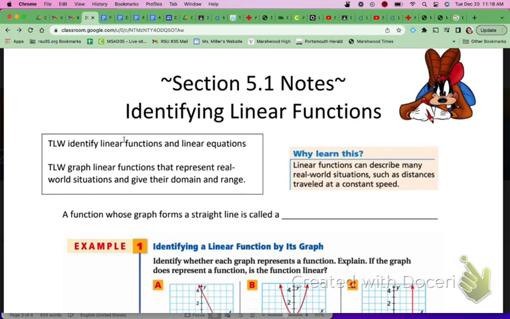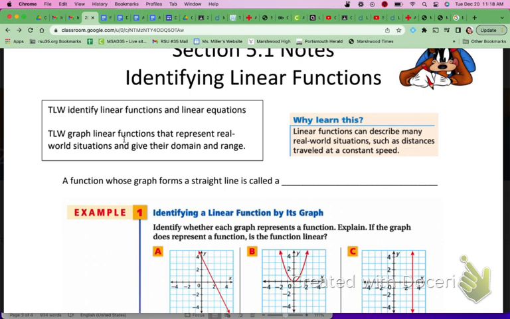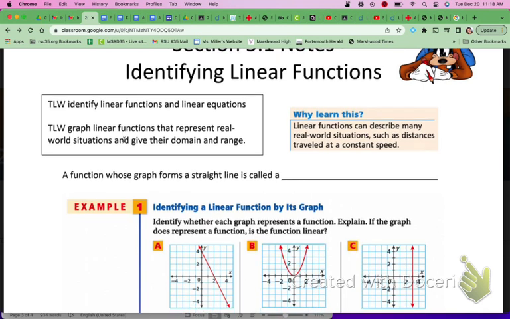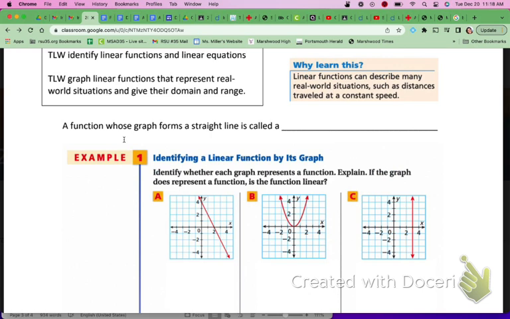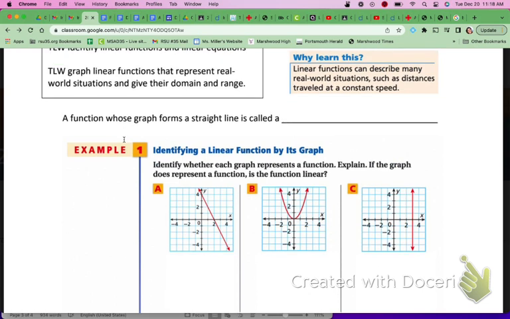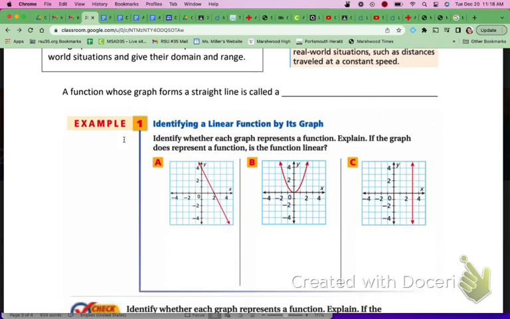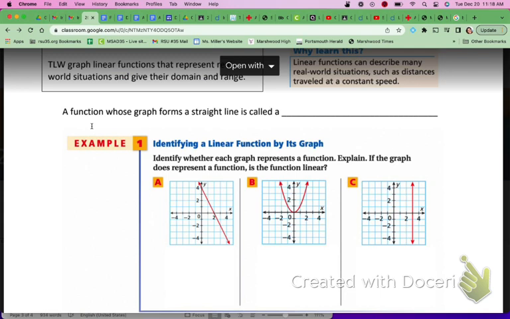Well, linear functions can describe many real-world situations, such as distances traveled at a constant speed. So a function whose graph forms a straight line is called linear. So if we have a graph that is a straight line, then we identify that as a linear function. So here's our first example. Let's decide whether the graph represents a linear function or not, and explain.